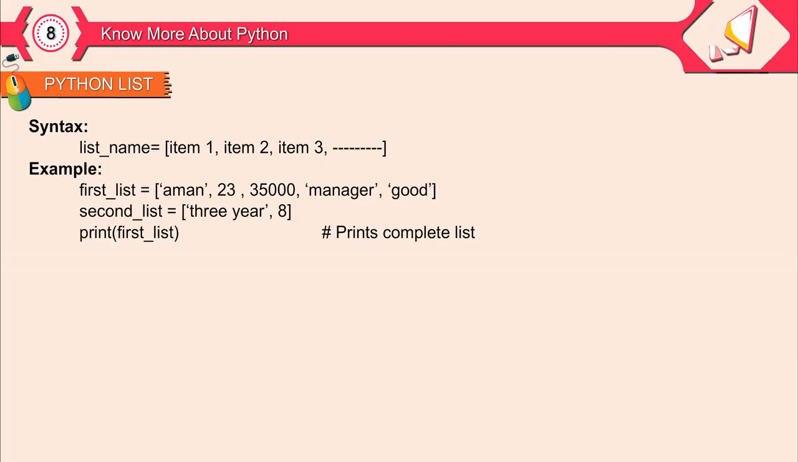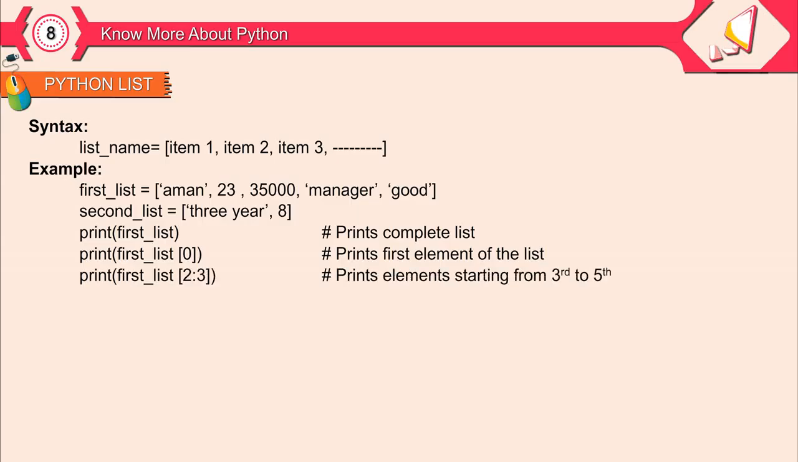print(first_list) # prints complete list. print(first_list[0]) # prints first element of the list. print(first_list[2:3]) # prints elements starting from third to fifth. print(first_list[3:]) # prints elements starting from fourth element.